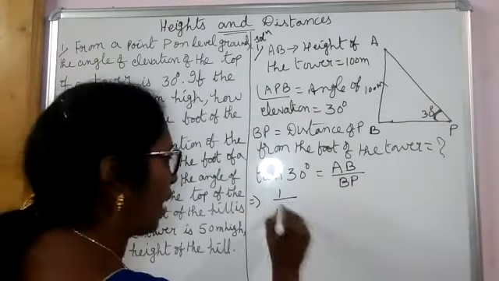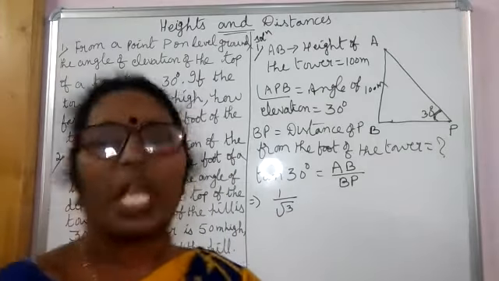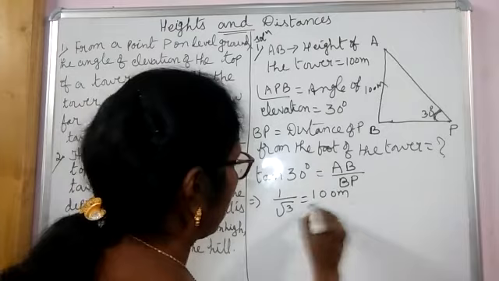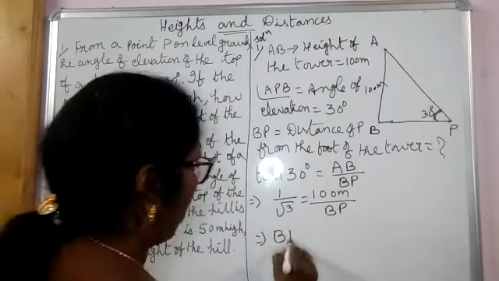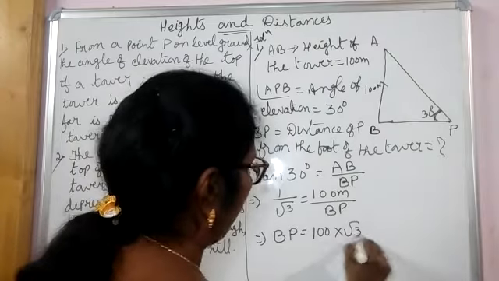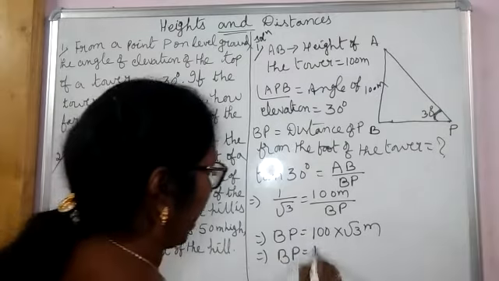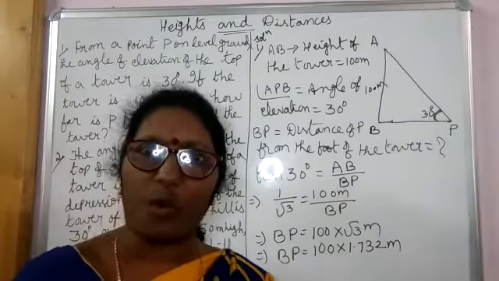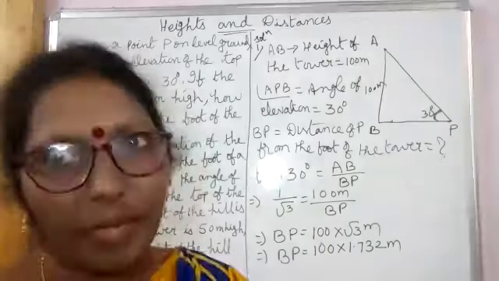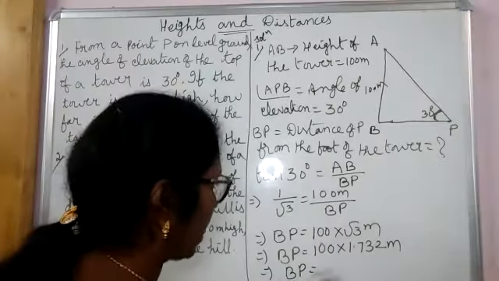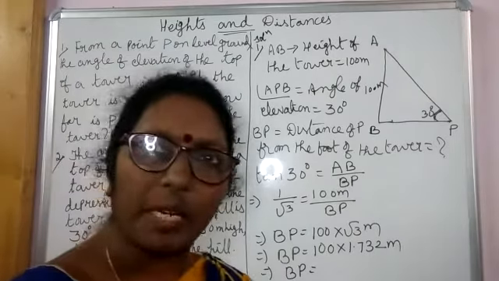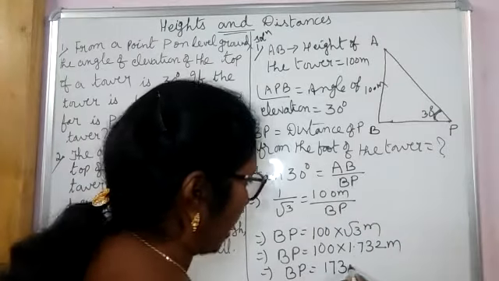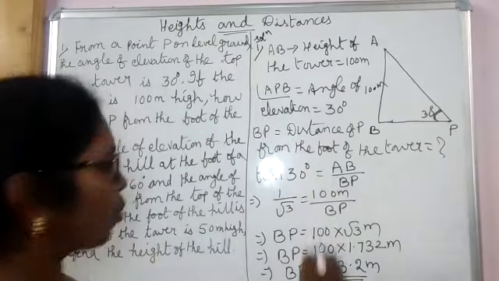The value of tan 30 is 1 by root 3. In trigonometric ratios of standard angles, you have learned that tan 30 degrees is 1 by root 3. And the AB value is given as 100 meters, over BP. That implies BP is equal to 100 into root 3 meters. You know the value of root 2 is 1.414 and the value of root 3 is 1.732. That implies BP is equal to 1.732 multiplied by 100, which means the decimal will go two places to the right, that is 173.2 meters. That is what is required.